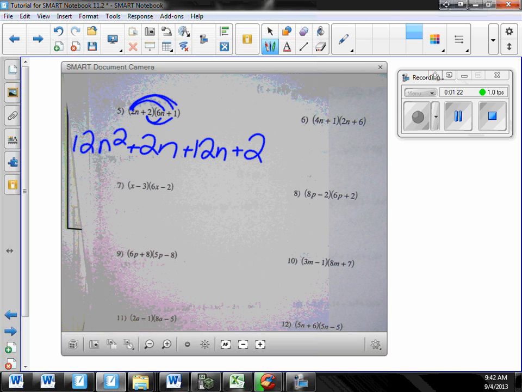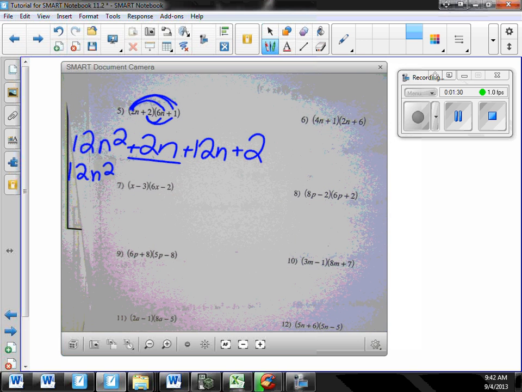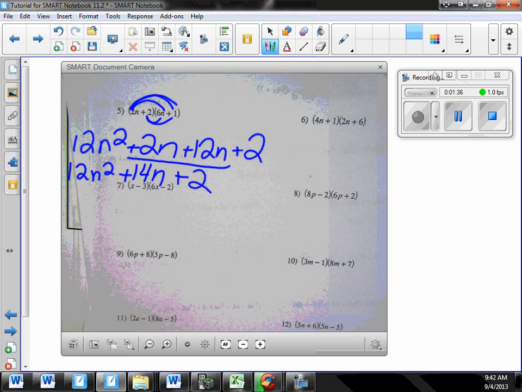Do I have any like terms? My n's are like terms, so 12n squared doesn't change, but these two get put together, and that makes 14n plus 2. Is this review? You've seen this before? Okay, then I want to jump to the last page.